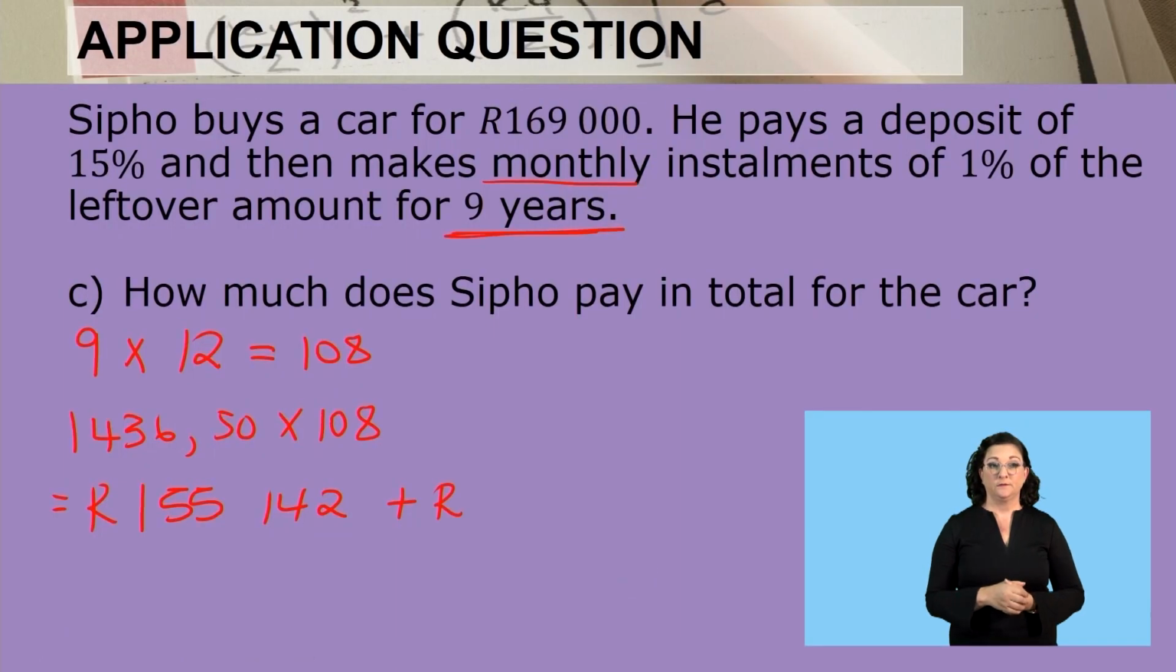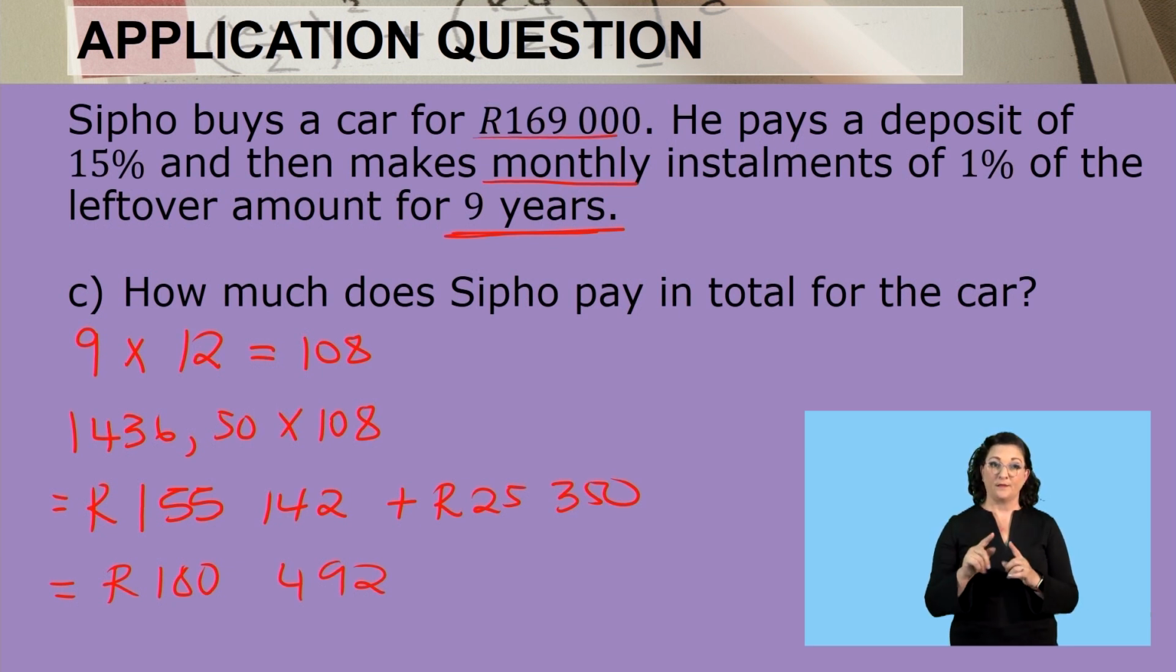Sipho paid 25,350 as deposit. And the total amount that Sipho paid was 180,492 rand. And this was for a car that he bought with an initial amount of 169,000 rand.